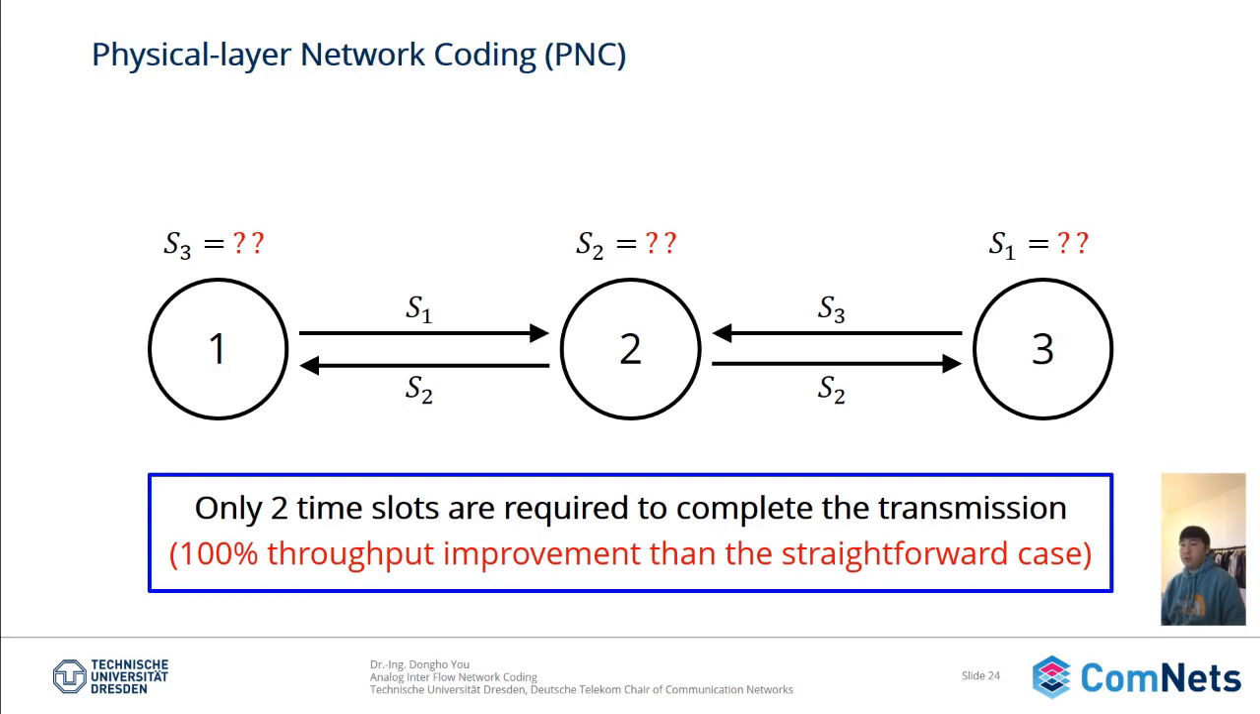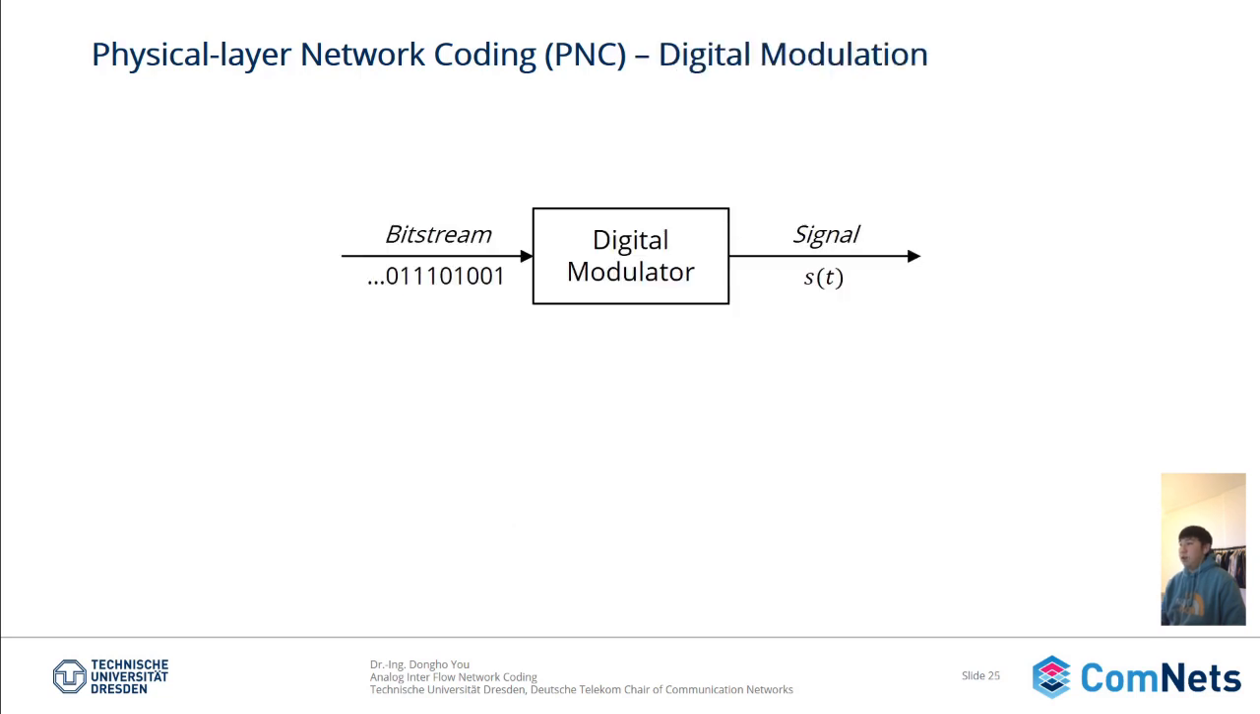And 50% of throughput can be improved in the straightforward network coding case. Okay, let's see more details later. Then let's see the details of the physical layer network coding.